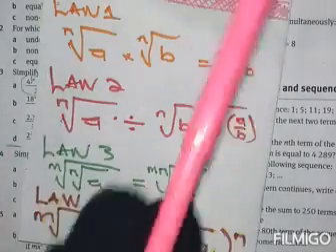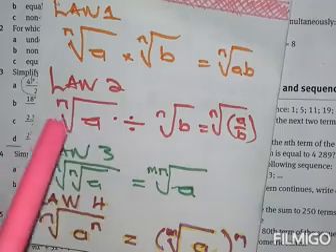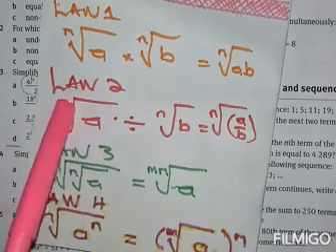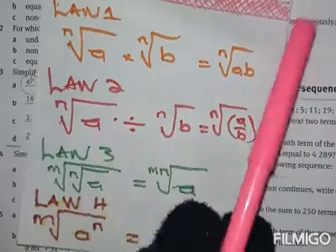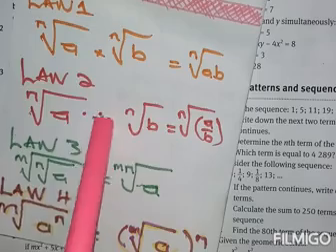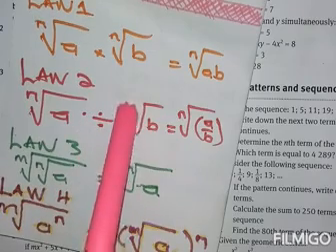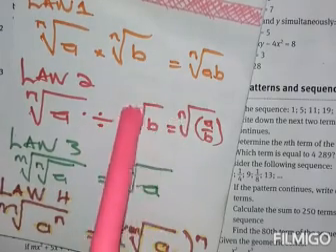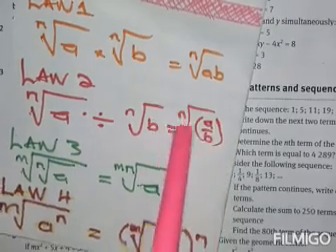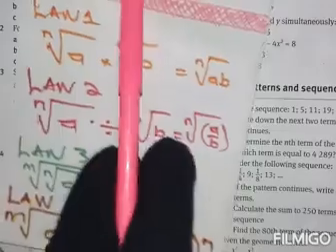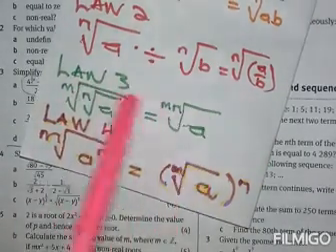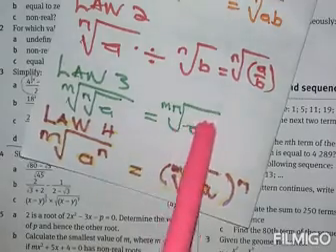The second law of surds is that if we divide any surd of the root n by any other surd of the root n, that will give us a to the power n divided by b to the power n. Law 3 states that if we have two surds, we can multiply those two surds and then we write one base.